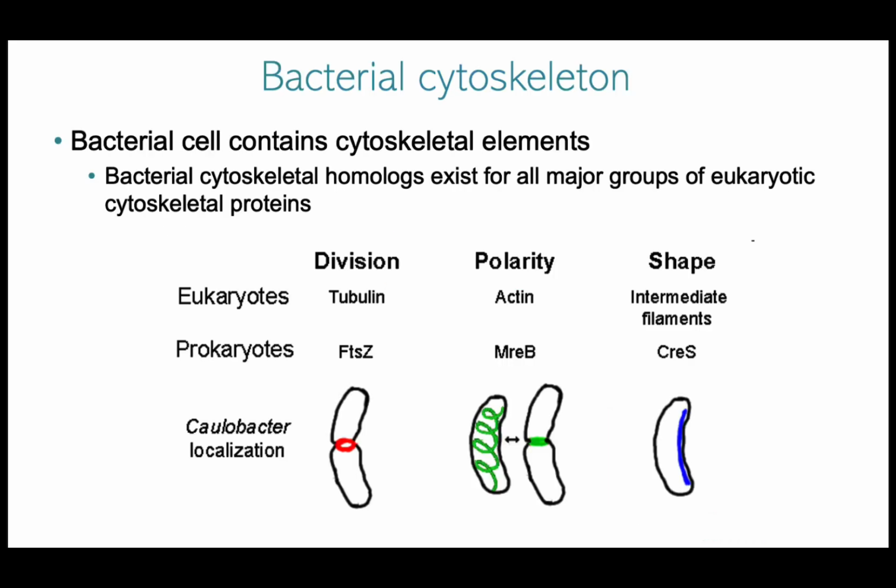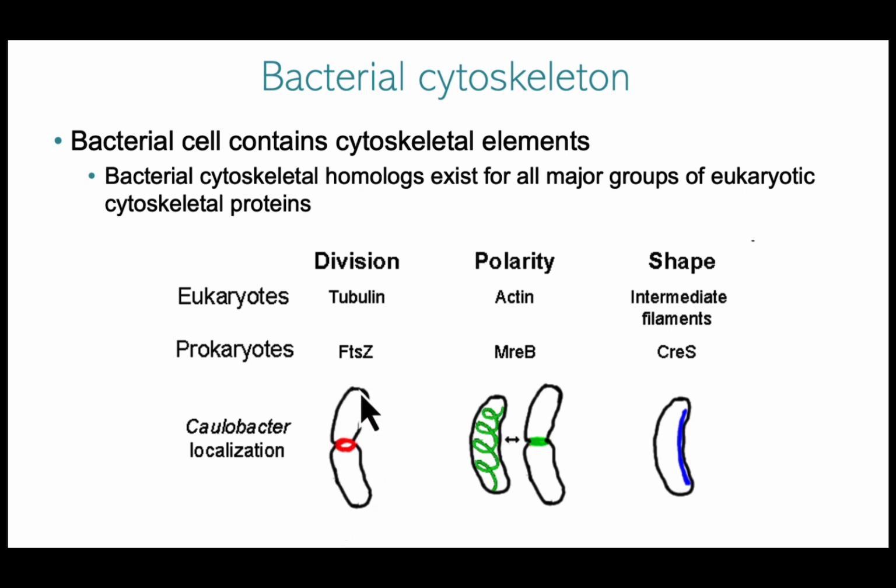And with the cytoskeleton, a lot of times people don't think about bacteria having a cytoskeleton. We think of that as being a more eukaryotic thing. But cytoskeletal elements do exist within prokaryotic systems, and they have homologs in eukaryotic systems. So these cytoskeletal components are so important that they've been preserved from bacteria all the way up to eukaryotes.